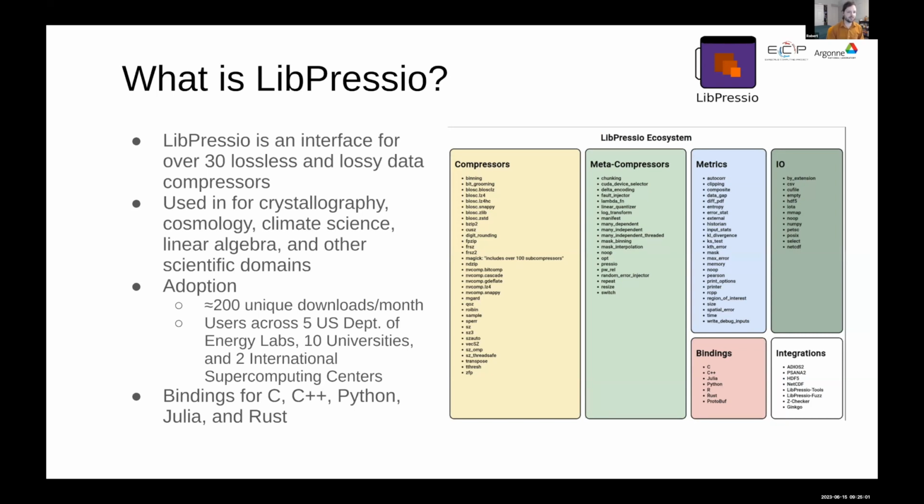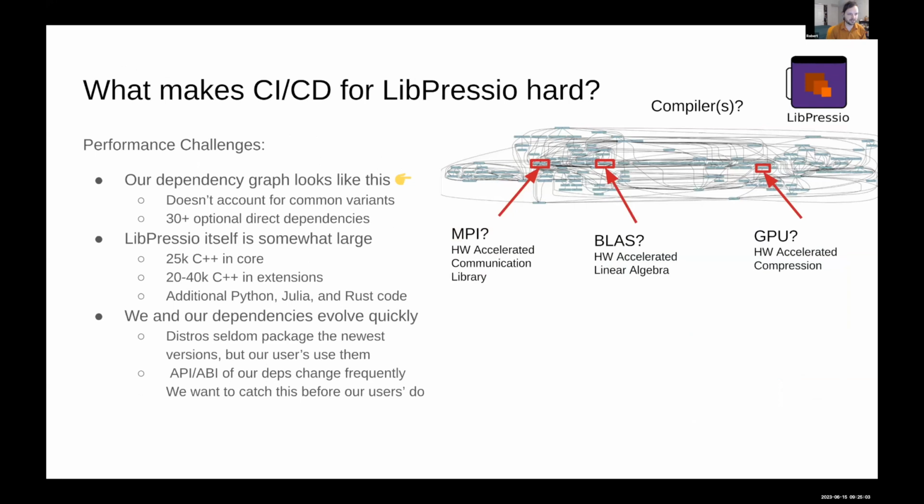So what makes CI/CD for LibPressio difficult? Well, the hardest thing about CI/CD for LibPressio is that our dependency graph looks like this image on the right, which I know is a little bit hard to see, but that's kind of the point. It's kind of a mess. And this doesn't account for things that are common variants.